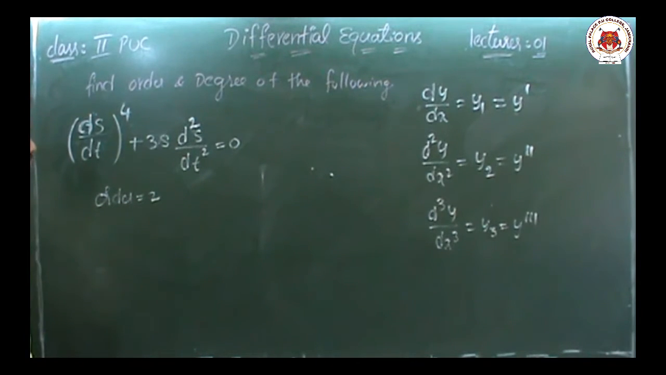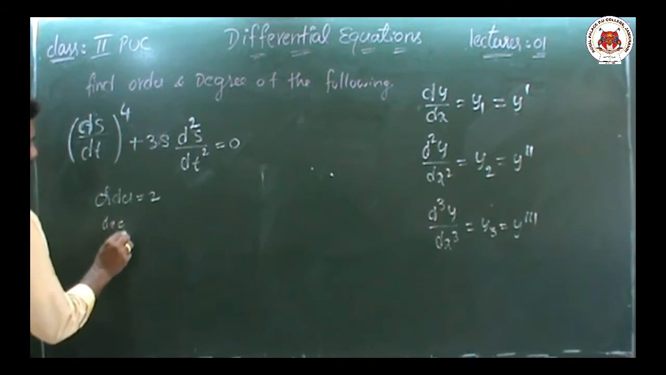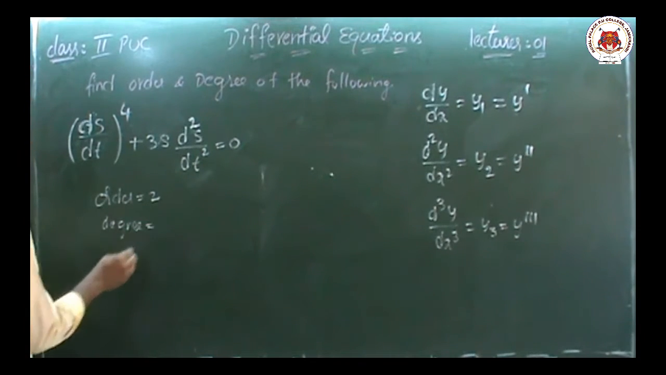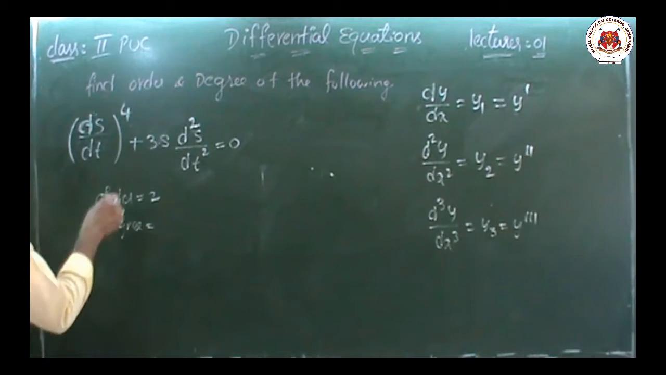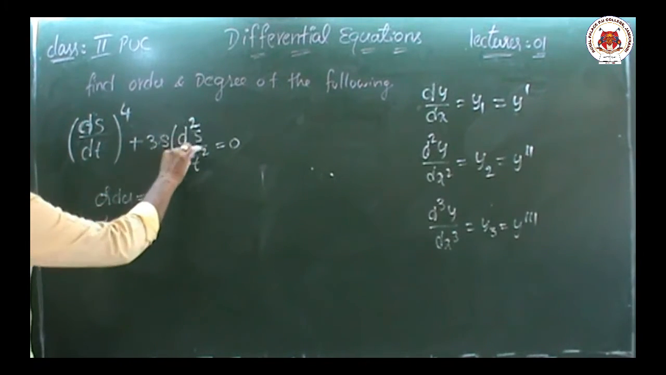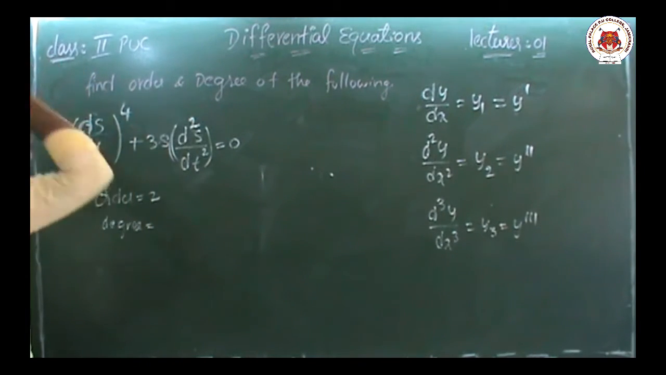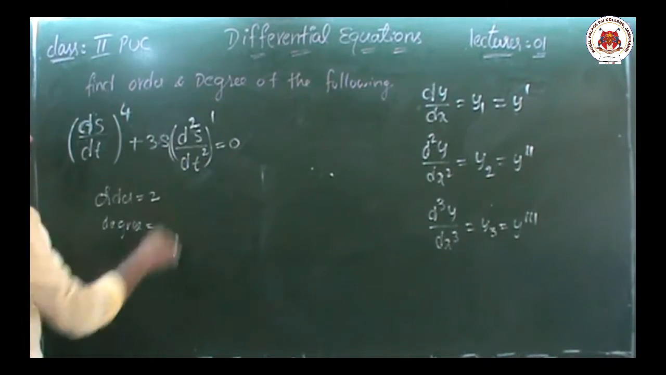Then sir, what about the degree? I said first we have to check that this is a polynomial. Degree is nothing but the power of the order. This is the order we are defining. So what is the power? Nothing is there, which means 1. So what is the degree?